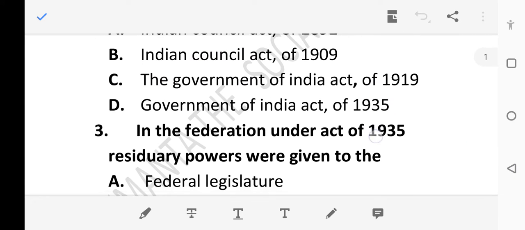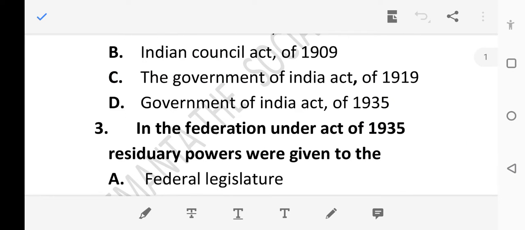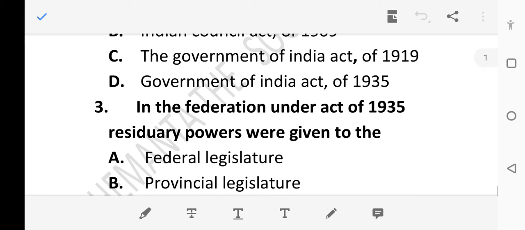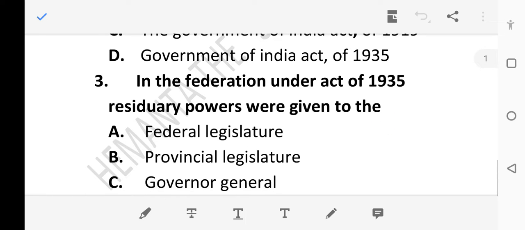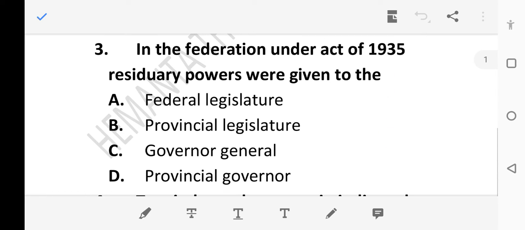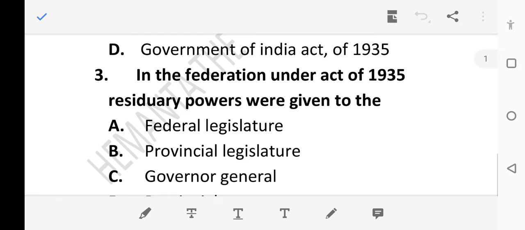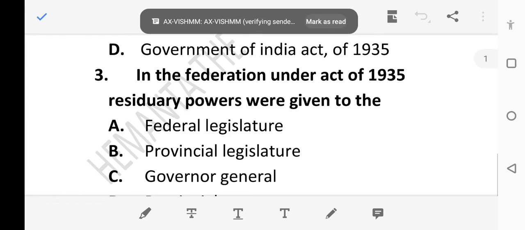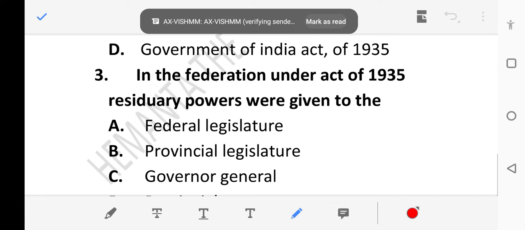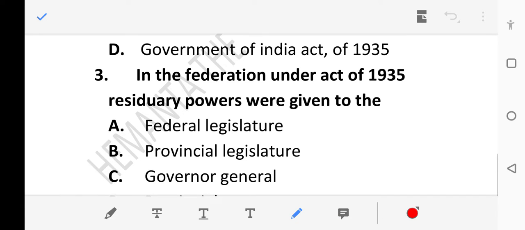Then next, that is in the federation under the Act of 1935, residuary powers were given to the federal legislatures, provincial legislatures, or the governor general, provincial governor. All the residuary power, that is the power that is not distributed among both the chambers, then both the governments, all that residuary power rested on the federal legislatures. That is option number A, the right answer.